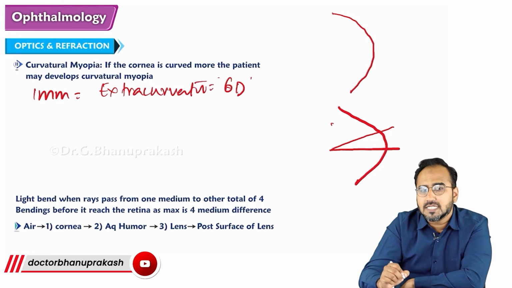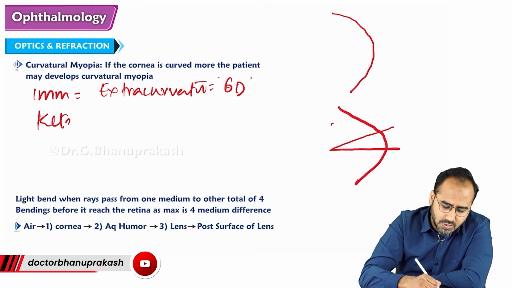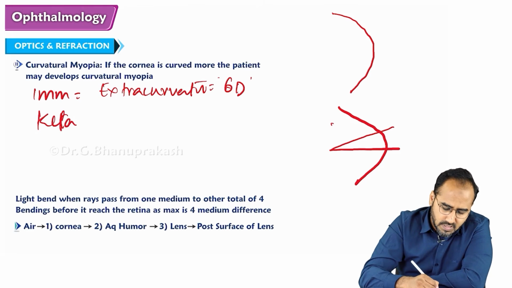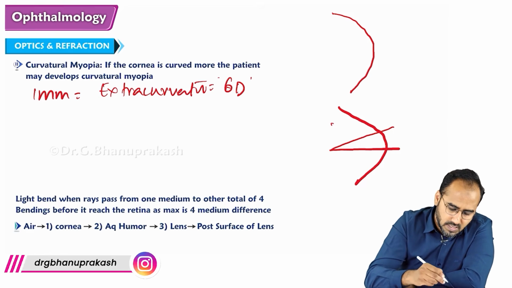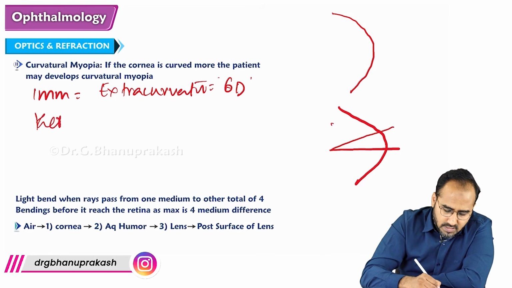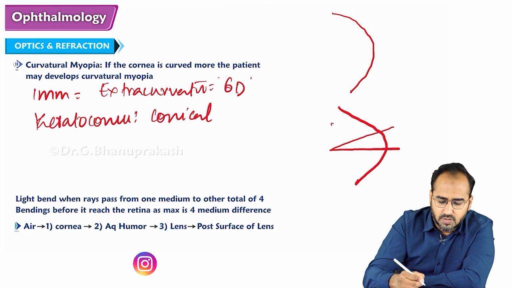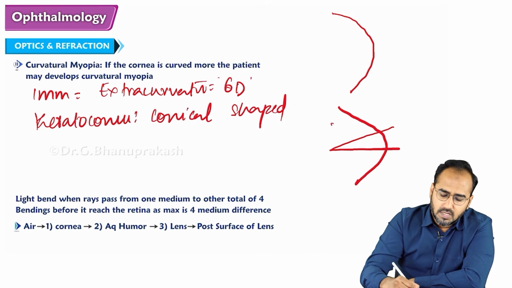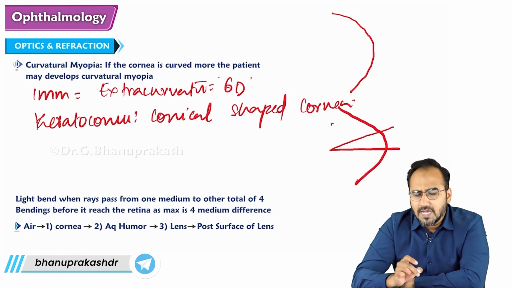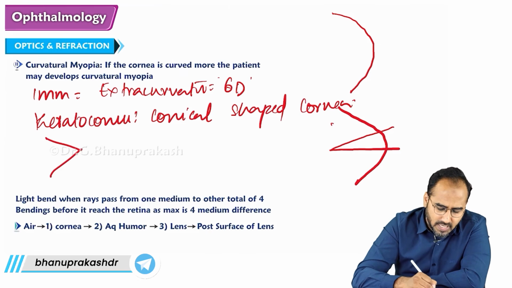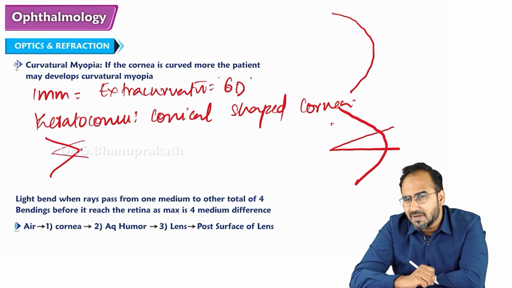You have to give how many diopters guys? 6 diopters. Okay? There is a patient who is suffering with keratoconus. You know what is keratoconus? Conical shaped cornea. Yani ki the patient is having a conical shaped cornea. What will happen now? The light rays will focus much before the retina and the patient will become highly myopic.